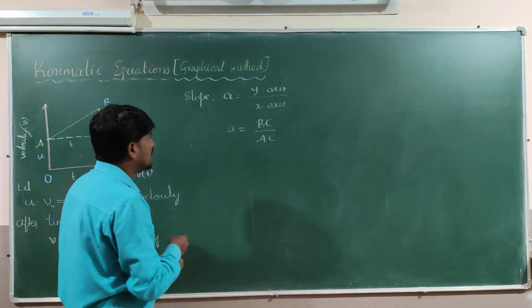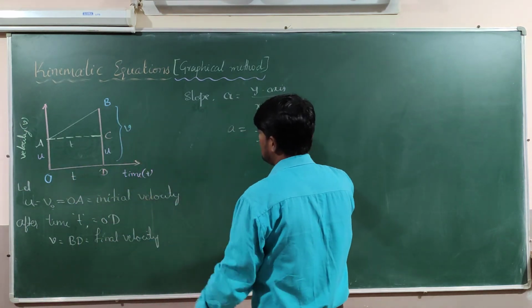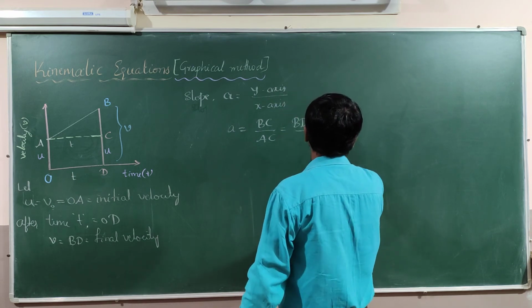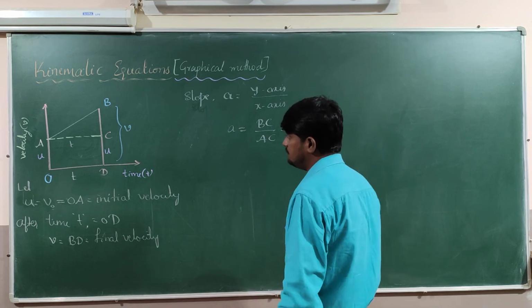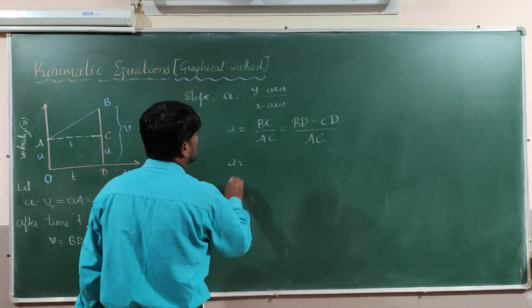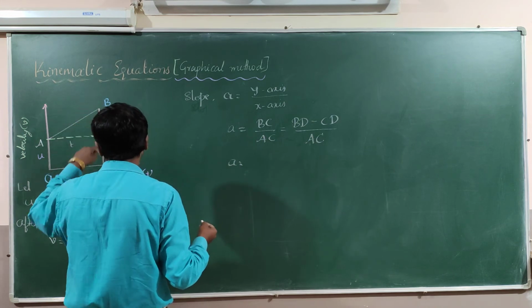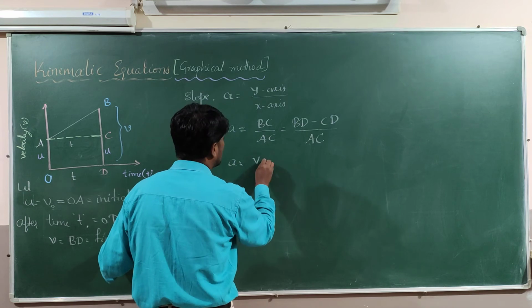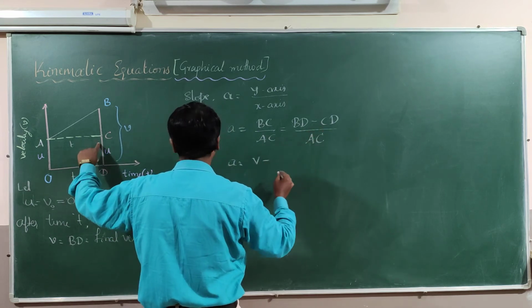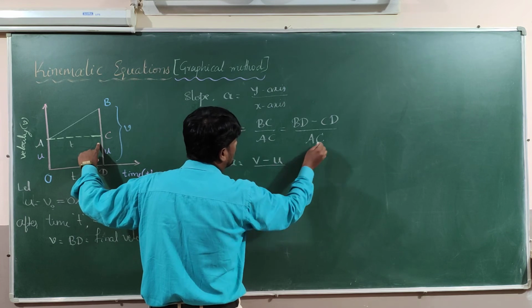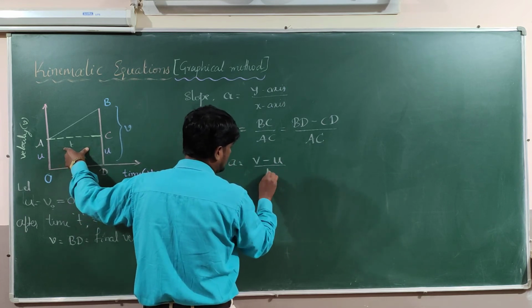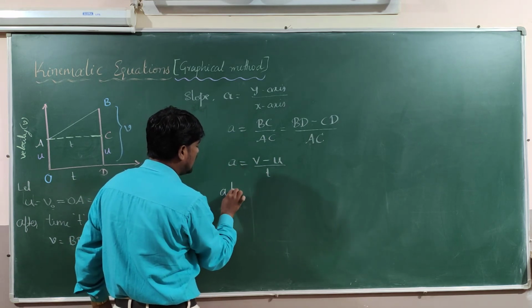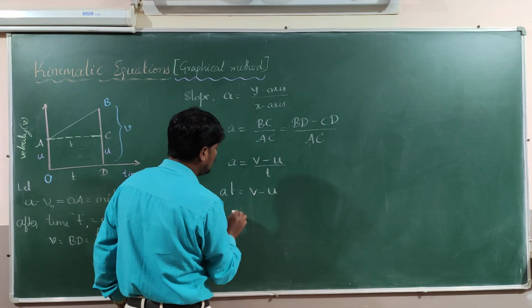So now I will write here for our understanding purpose. BC is equal to BD minus CD divided by AC, as A is equal to that. What is BD here? BD is nothing but V, small v. What is CD here? CD is U. So U divided by, what is AC? AC is T. Just rewrite the expression. So now take AT this side. This becomes AT is equal to V minus U.